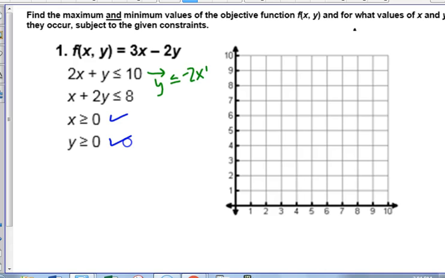Yeah, negative 2x plus 10. So here, down 2 and over 1. Good? Where am I going to shade? This one we solve for y, and it says less than, so below.